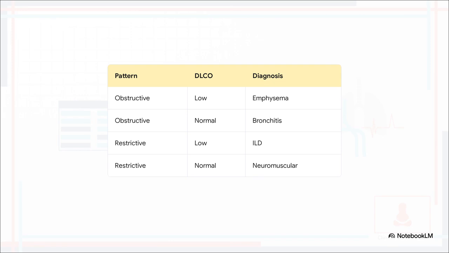Once we've nailed down if it's an obstructive or restrictive defect, we use the DLCO, that's the diffusing capacity for carbon monoxide, to completely isolate the exact pathology. An obstructive pattern with a low DLCO, that points directly to alveolar wall destruction, emphysema for sure. But if it's obstructive and the DLCO is totally normal, you're looking at asthma or chronic bronchitis. On the restrictive side, a low DLCO isolates interstitial lung disease or idiopathic pulmonary fibrosis. Meanwhile, a normal DLCO points to an extrinsic or neuromuscular cause. Think obesity, ALS, or myasthenia gravis.